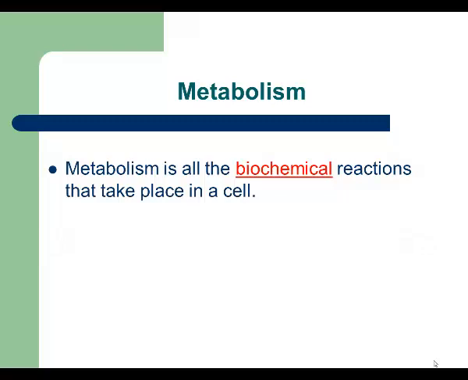Metabolism is a chain of biochemical reactions that take place in a cell. Metabolism is complex, but at the same time, it is completely logical. It is a step-by-step process by which cells take nutrients from their environment and convert them into cellular components. As a result, cells grow, and then they divide and produce two new cells.